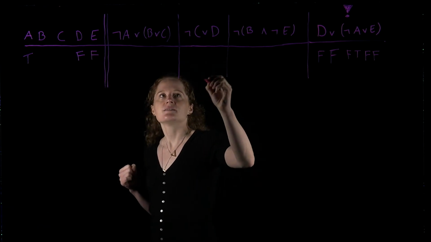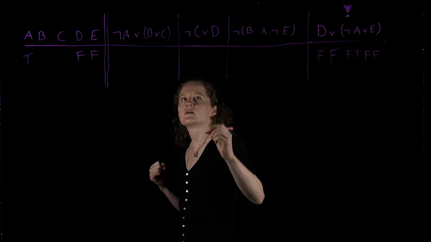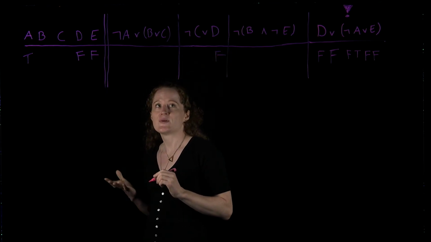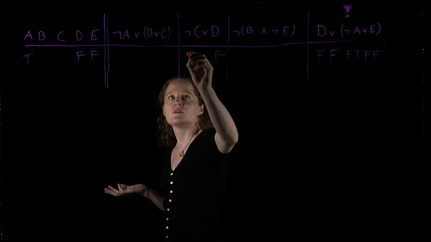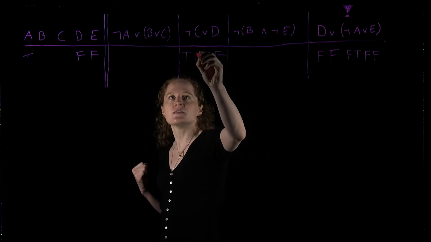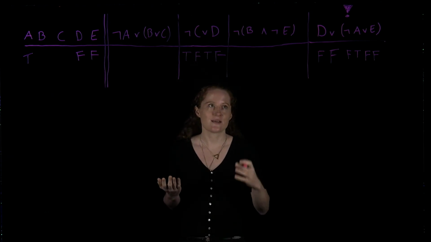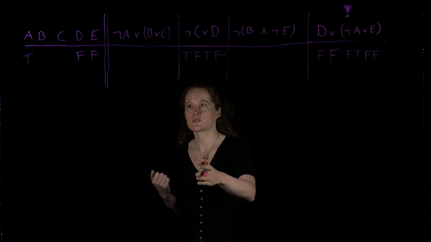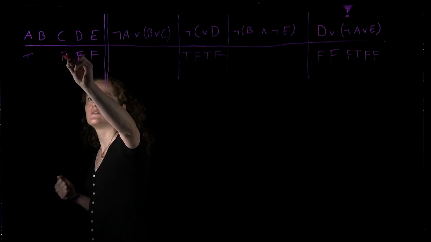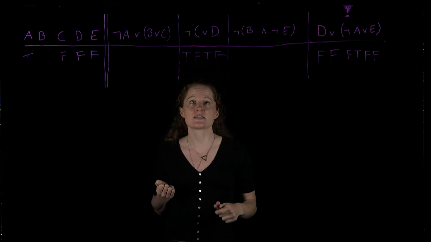Let's look at the second premise now, not C or D. Now if D is false, then our premise is true only if not C is true. And not C is true only if C is false. So if there's a valuation that makes the conclusion false and all premises true, that valuation must assign the truth value F to the sentence C, since that's the only way of making our second premise, not C or D, true.